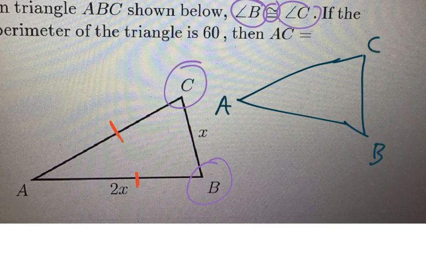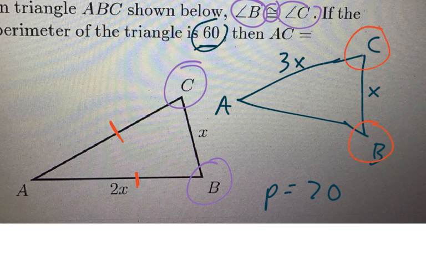but this time I said this is 3x, and this over here is x, and I'm told that the perimeter is 70. And the original problem was 60. I'm just trying to make it a little different. Well, if they tell me that these are congruent, I know that this and this are the same. This is 3x. This has got to be 3x. They got to be the same.